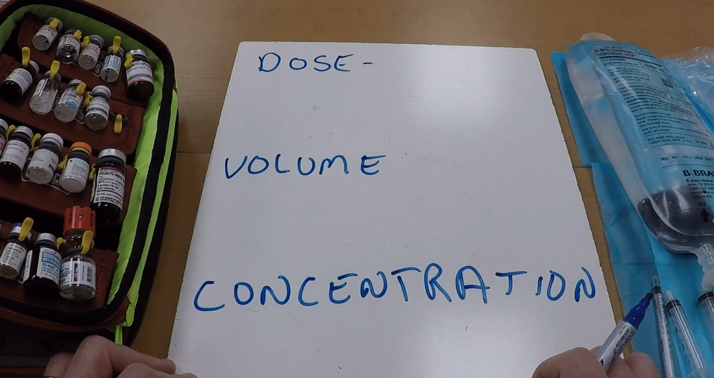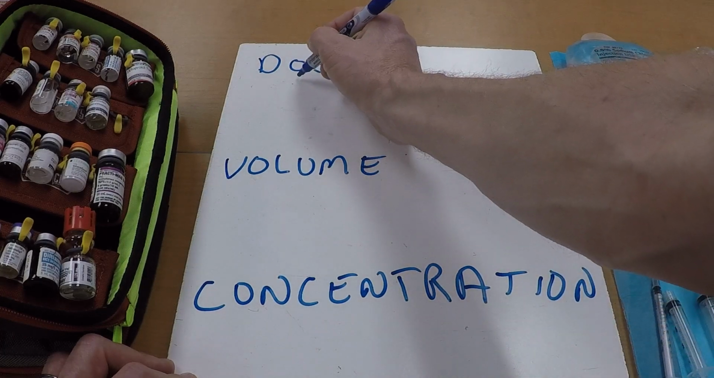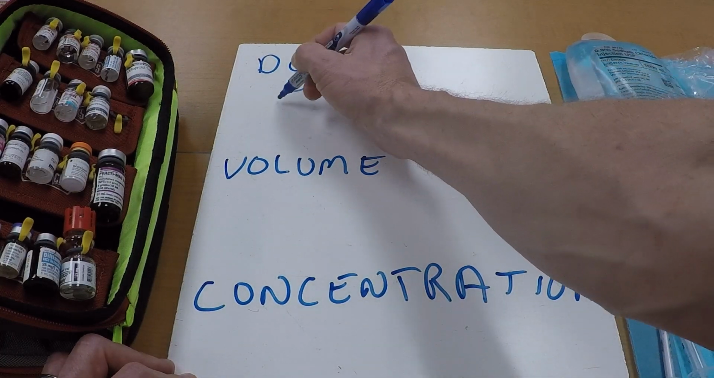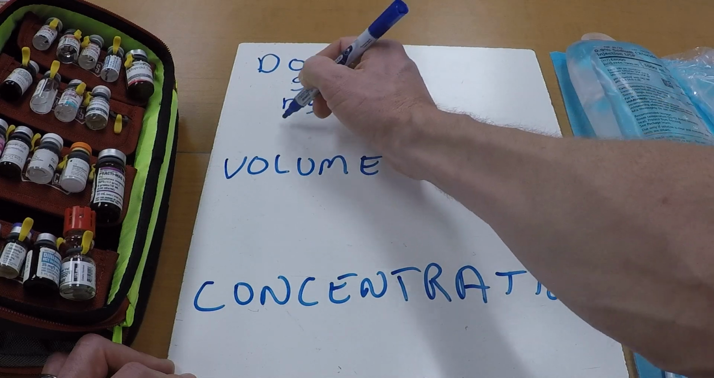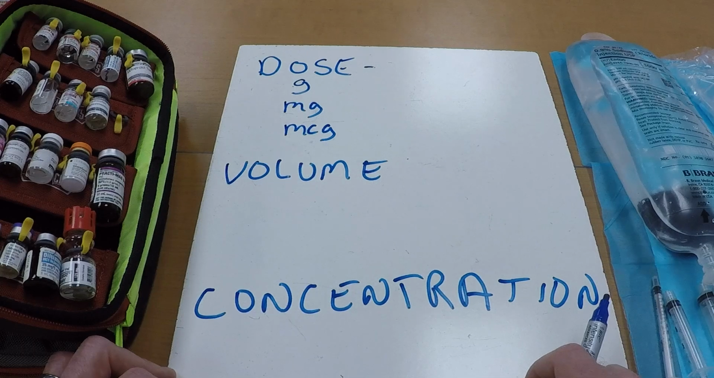The dose is the amount of the medication, or the weight of the medication, or the strength of the medication. And that is going to be labeled in a weight. So it's grams, milligrams, micrograms. There are some others, but the calculations we're going to work on today are just going to stick to grams, milligrams, and micrograms.